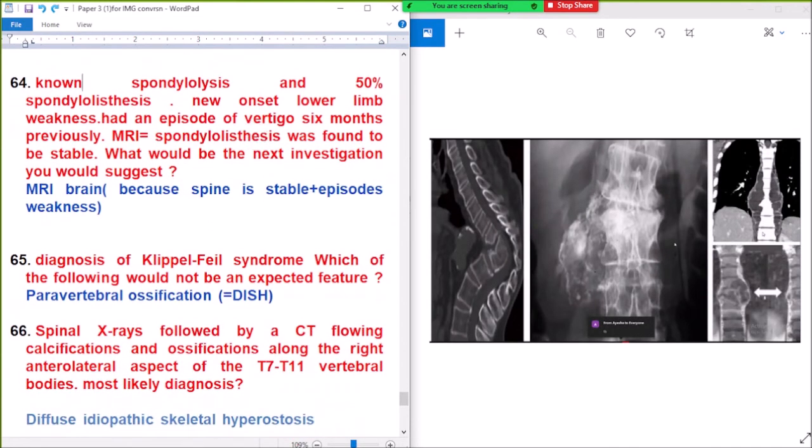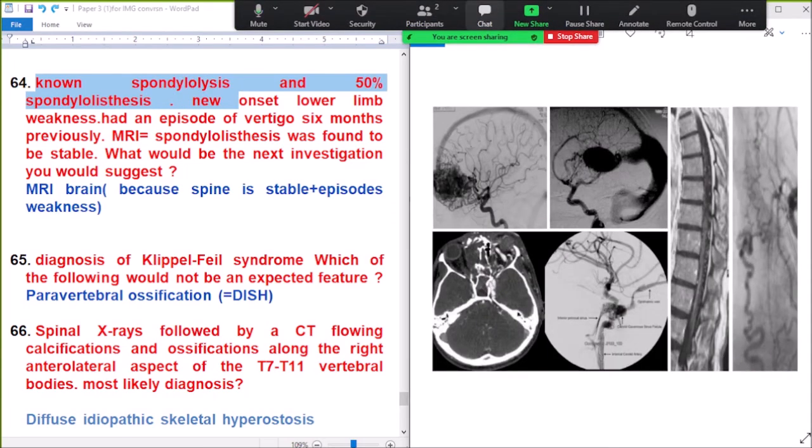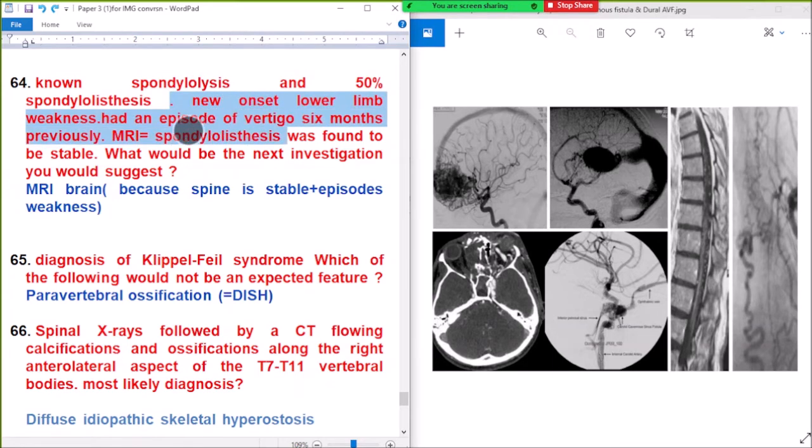Question 64. Nuanced spondylolysis. At 50% spondylolisthesis, the patient had new onset lower limb weakness and had an episode of vertigo 6 months previously. MRI shows the spondylolisthesis is found to be stable. What would be the next investigation you would suggest? MRI brain, where the spine is stable plus episodic weakness.